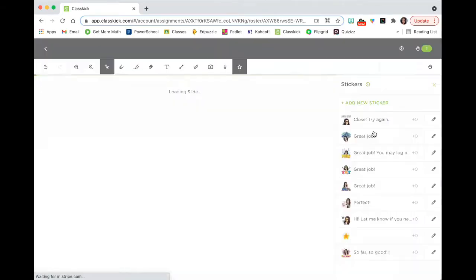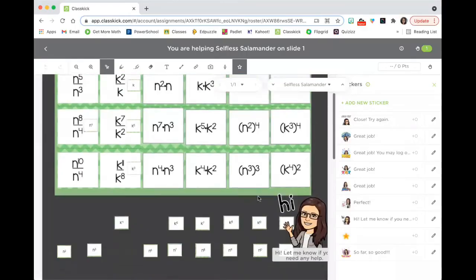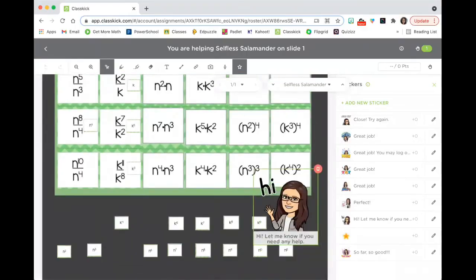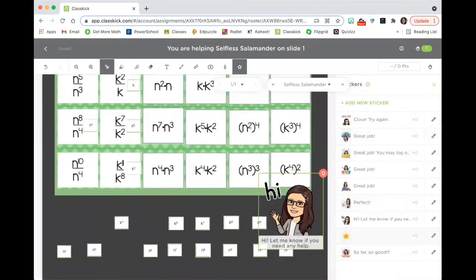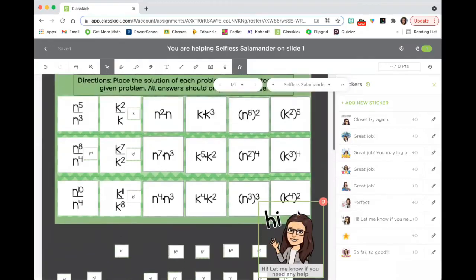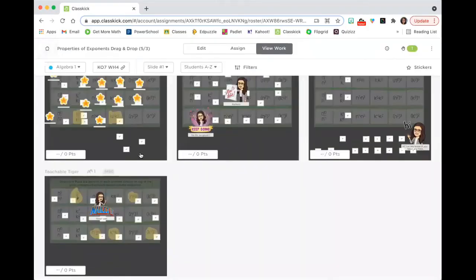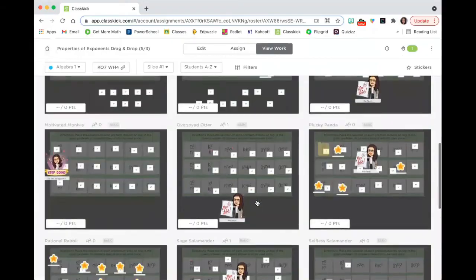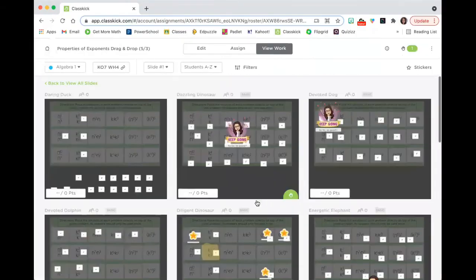You can also see here, this student probably was delayed in getting started. So I have a sticker of a "hi, let me know if you need any help." Again, just a way to check in, let them know that they are being monitored and I'm here to help should they need help getting started.